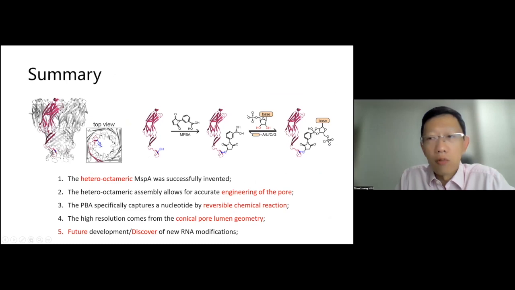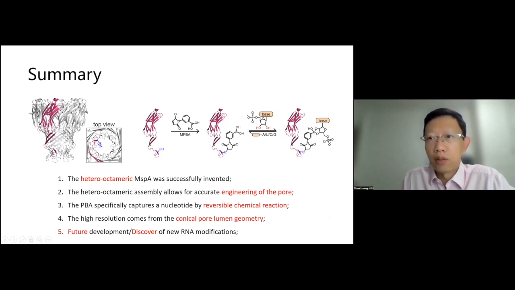So to summarize, I'm demonstrating a heterooctameric MspA, which we recently invented. It's very useful because this heterooctamer allows for accurate and precise engineering of this pore by having a chemically reactive adapter. So this pore in the hull becomes reactive to specific nucleotides. And the PBA allows for this kind of reaction, and the high resolution comes from this conical pore lumen.